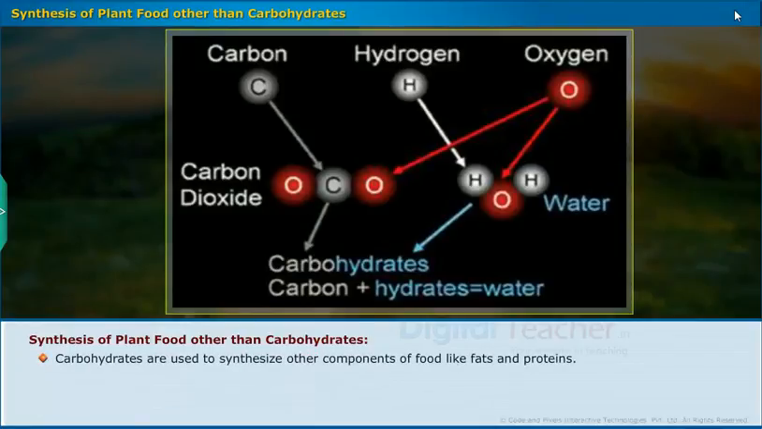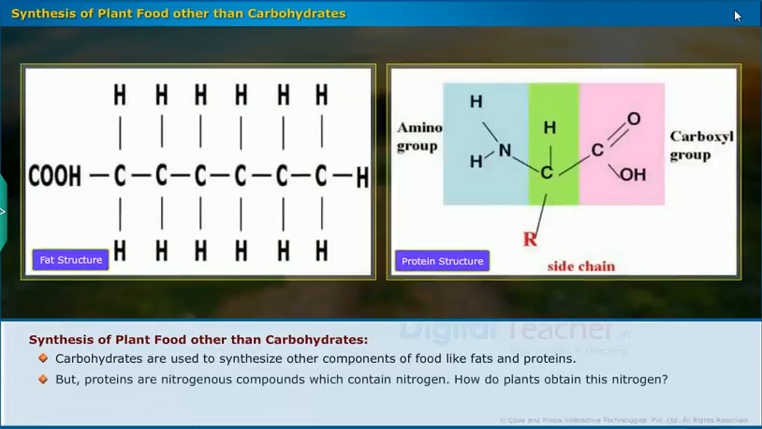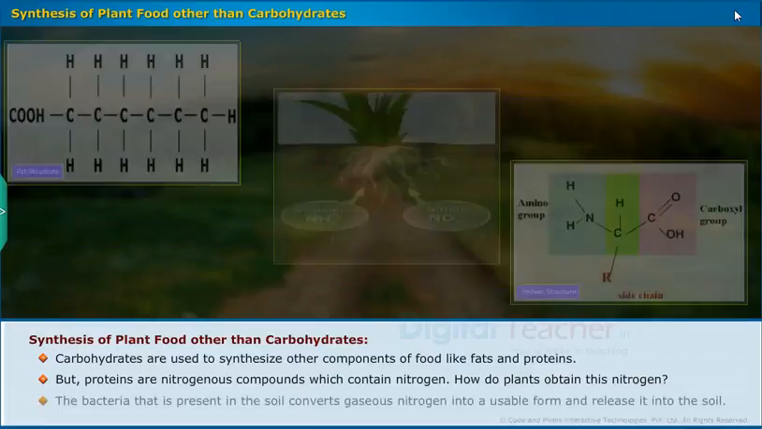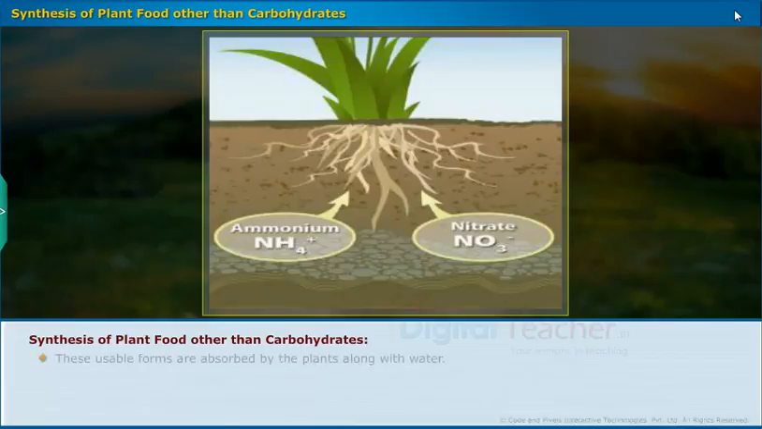Carbohydrates are used to synthesize other components of food like fats and proteins. But proteins are nitrogenous compounds which contain nitrogen. How do plants obtain this nitrogen? The bacterium that is present in the soil converts gaseous nitrogen into a usable form and releases it into the soil. These usable forms are absorbed by the plants along with water.